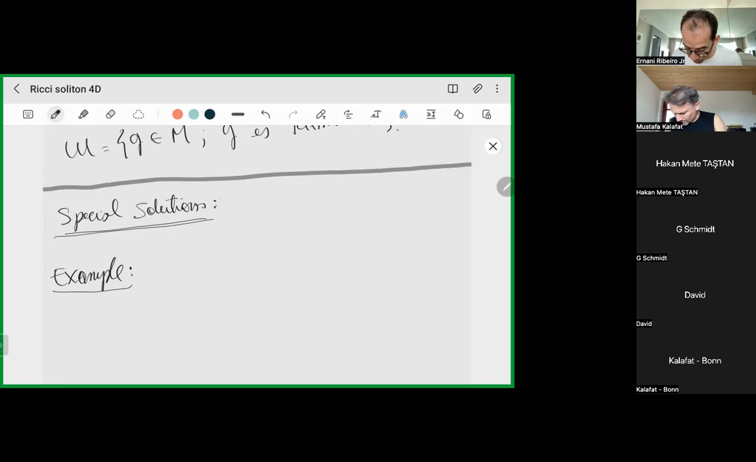So the first example of a special solution is, let me put here the equation just to be more clear. ∂g/∂t is minus twice the Ricci curvature of g(t), with g_0 the initial metric. A simple example is when you look for a Ricci flat metric, because if my initial metric is Ricci flat, this term disappears. Then in this case, we say that the solution becomes a stationary solution, because I start with a Ricci flat metric, and along this process nothing changes.